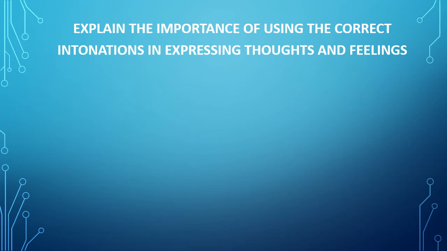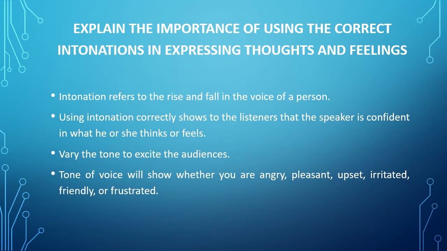Explain the importance of using the correct intonations in expressing thoughts and feelings. So, what is intonation? Intonation refers to the rise and fall in the voice of a person. Remember the first example which I have given with the word okay? I have changed the tones of the word okay in so many different ways, right? The rise, the falling of the tone. So, the rising and falling in the voice of a person refers to intonation.